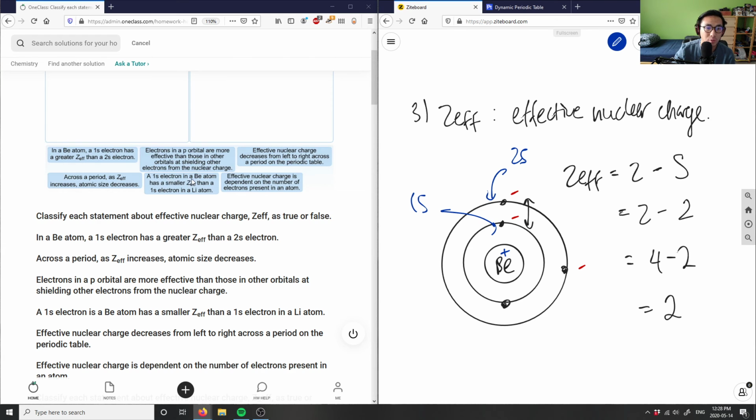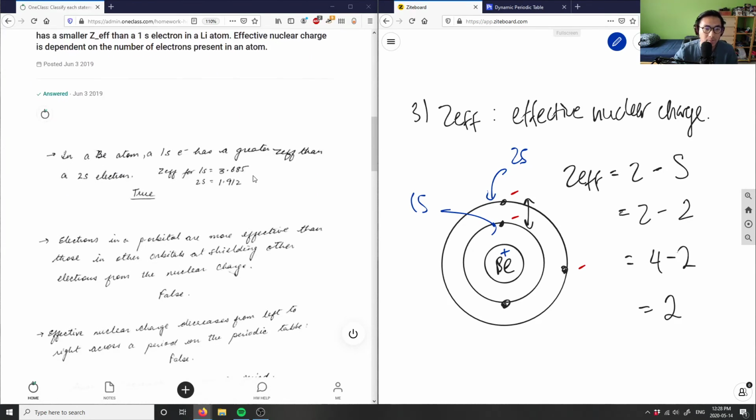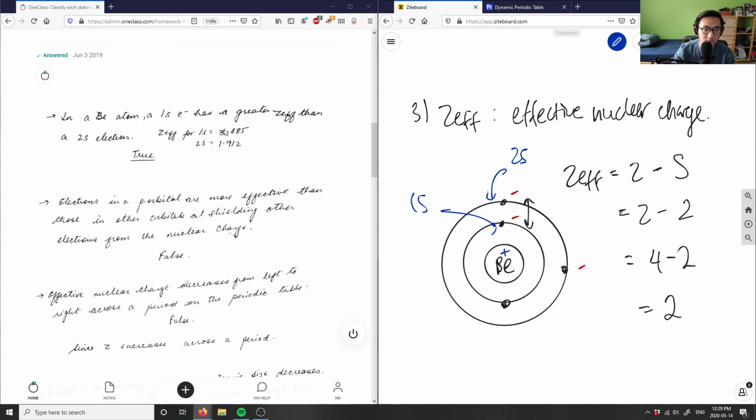Oh no, this here is 1s beryllium and 1s lithium. Sorry, so that's not it. That's a different question here. So this one is correct.